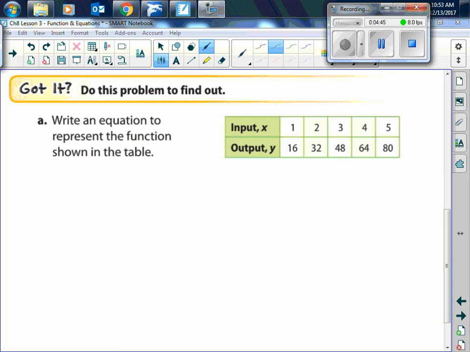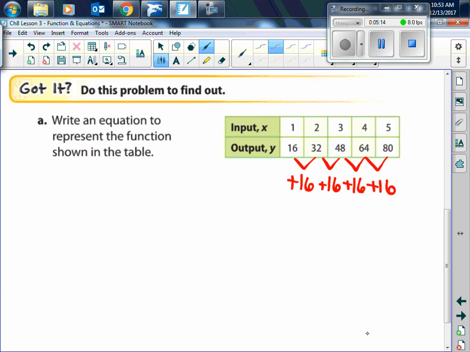Alright, so once again, we want to look to see how the y value is changing. Okay? So we're looking at how to go from 16 to 32, 32 to 48, 48 to 64, and 64 to 80. So how does it change? Adding 16. Very good. We're adding 16 each time. What am I going to do with that 16?